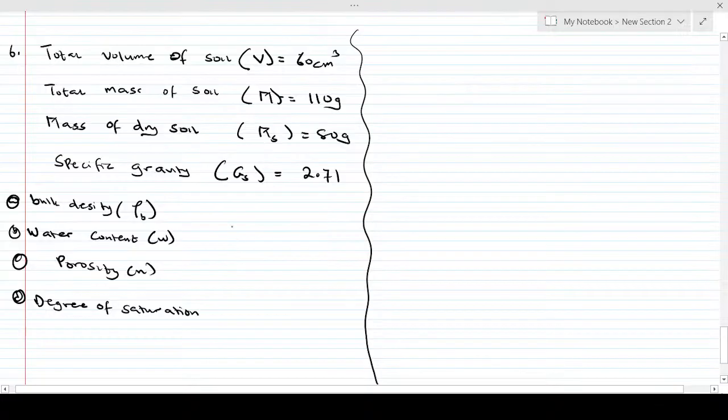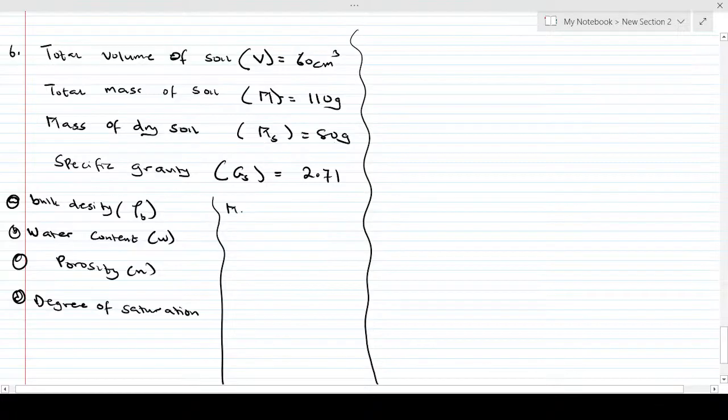But before that, I can derive some assumptions. So let's look at something. We've been given the total mass of the soil, 110 grams. The total mass is simply that of the dry soil and the water in it. So if the total mass is 110, then after oven drying the soil, I'm getting a mass of 80 grams. What does that mean? It means that the amount of water in the soil was simply 20 grams.